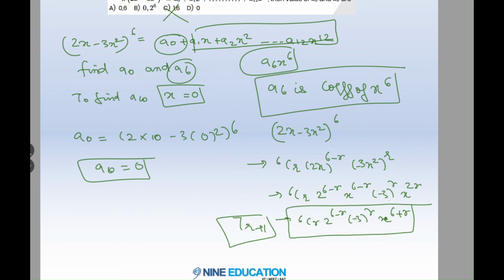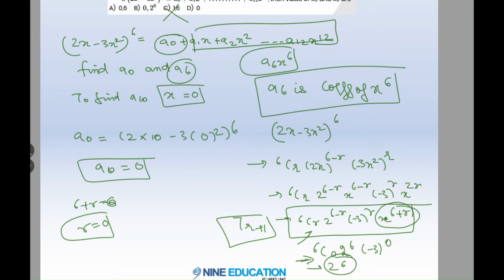Now we want the coefficient of x power 6. So if we want the coefficient of x power 6, then 6 plus r must be 6. So r must be 0. Substitute r equals to 0: 6c0, 2 power 6, minus 3 power 0. So the coefficient is 2 power 6. a naught's value is 0 and a6 value is 2 power 6. Option number B.